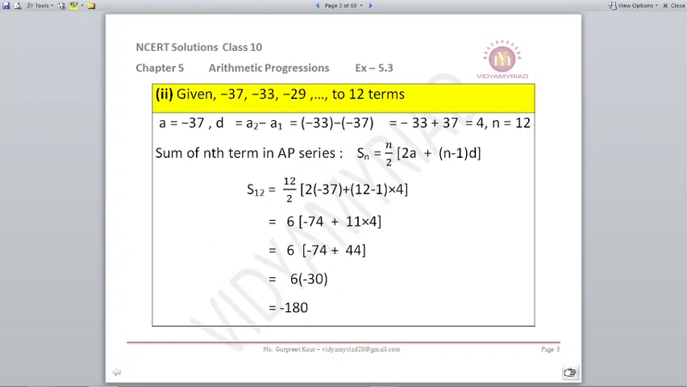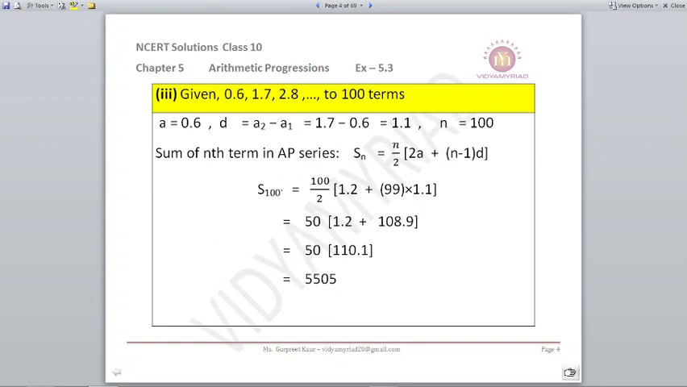We will put this in this formula, so it will become 12 upon 2 into minus 37 into 2, that is minus 74. 12 minus 1 is 11. 11 into 4 is 44. On solving this, S12 comes out to be minus 180.